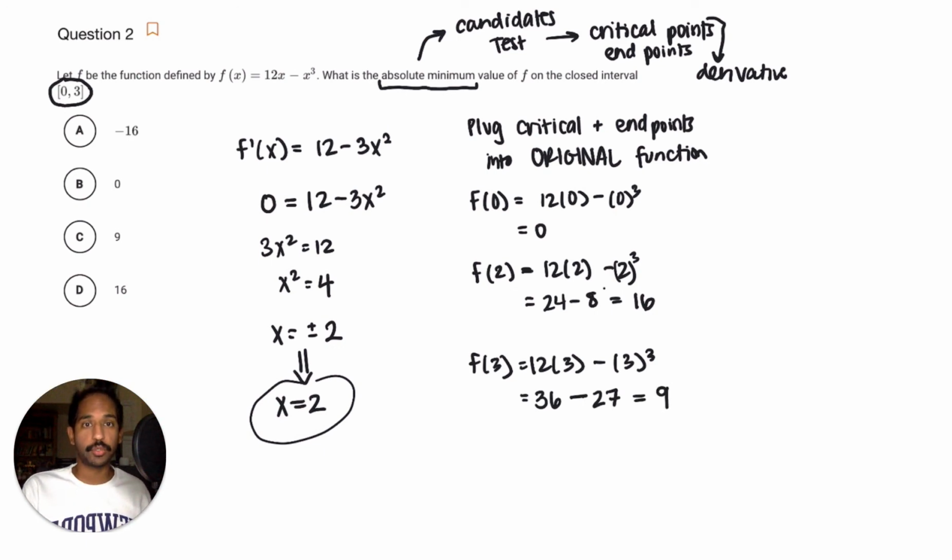And so we need to see which one of these is our lowest minimum value. And I see that is, oh dear, that's not what I meant to do. Let me get my highlighter. There we go. I see that our minimum value is 0. And so our answer to this question is B.